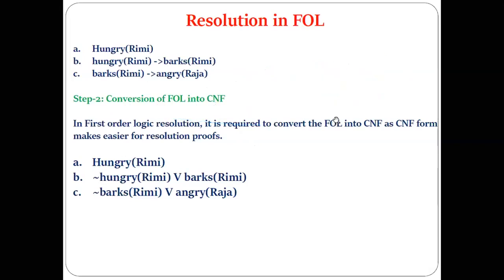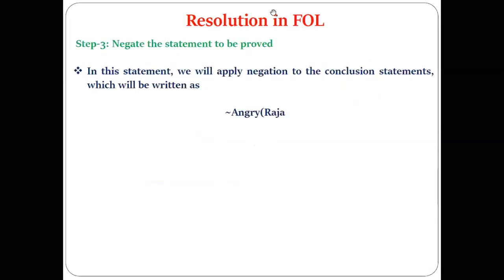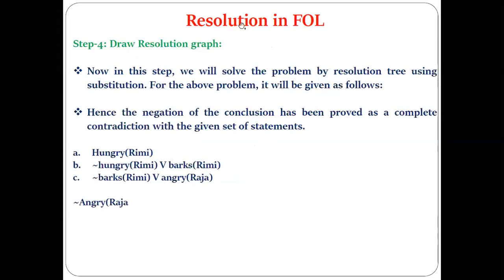Then here is our third step: we have to negate the thing that you have to prove. Understood that we have done here. And the fourth step is resolution. In the fourth step, we'll solve the problem by resolution tree using substitution and unification. If the negation of the conclusion is proved to be a contradiction, then whatever you want to prove will get proved. So let's see the fourth step.